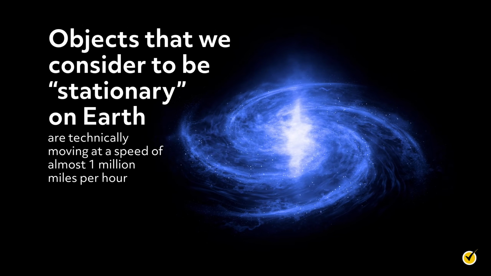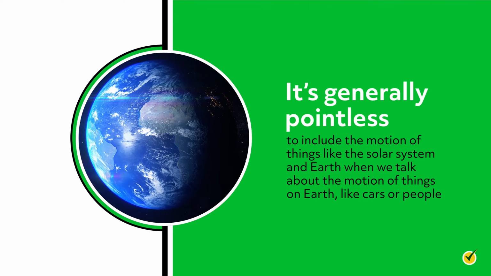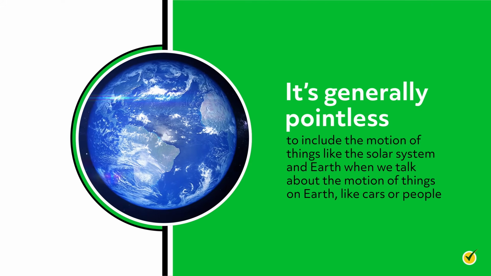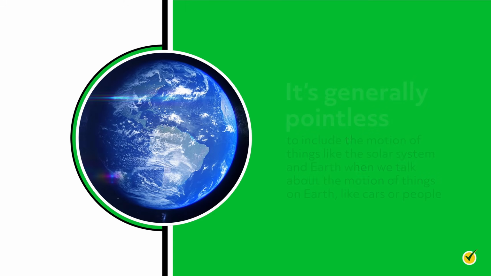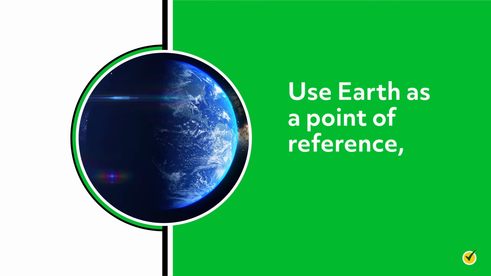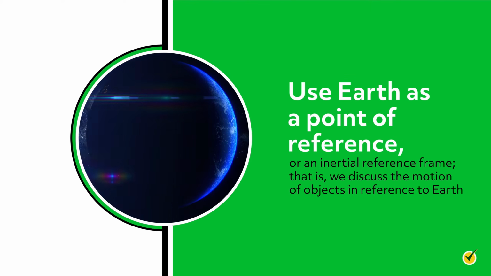miles per hour. However, it's generally pointless to include the motion of things like the solar system and Earth when we talk about the motion of things on Earth, like cars or people. What we do instead is use Earth as a point of reference, or an inertial reference frame. That is, we discuss the motion of objects in reference to Earth.